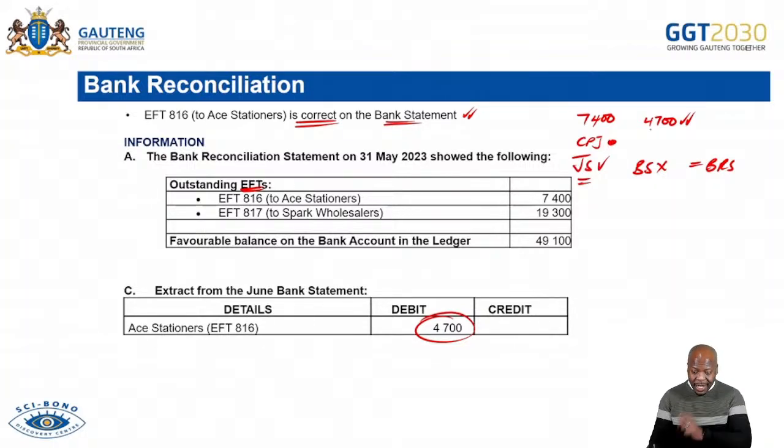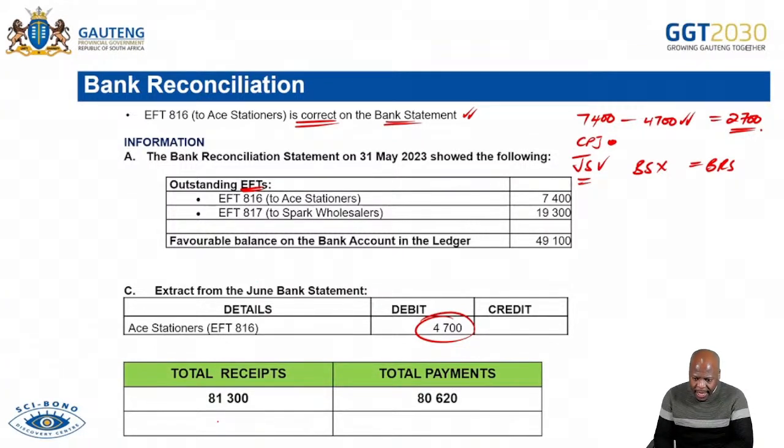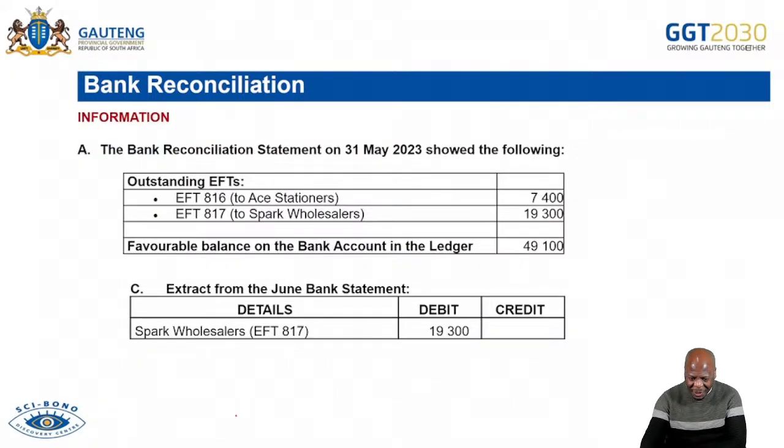By how much? I need calculators now. 7.4 minus 4.7. How much do you get, guys? 2,700. So it means our CPJ is overstated by 2,700. If the CPJ is overstated, where do you record the difference? In the CRJ. Thank you. So I'll come to my CRJ and then I'm going to record my 2,700. Can I go on? Thank you. Let's go on to the next one.